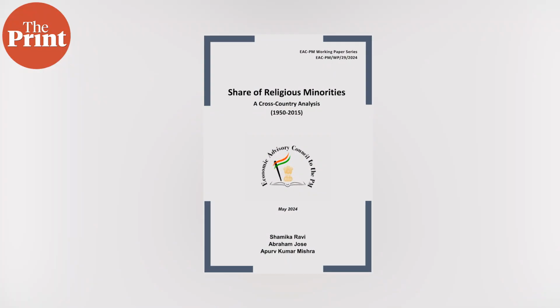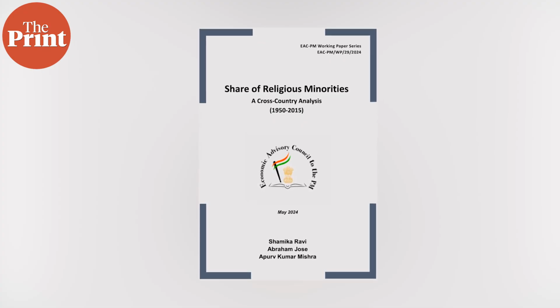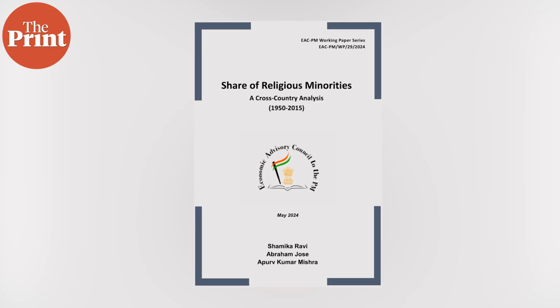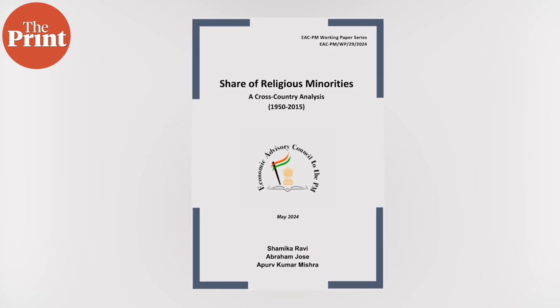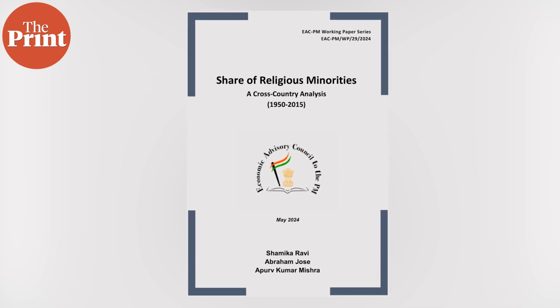First of all, give me the three headline points from your paper. This paper, I'll display it here. All of you can see it. The headline is Share of Religious Minorities, a cross-country analysis, 1950 to 2015. It's an analysis of 167 countries for which data is available. And the authors, Shamika Ravi, Abraham Jose, Apurv Kumar Mishra. So my bit is done.